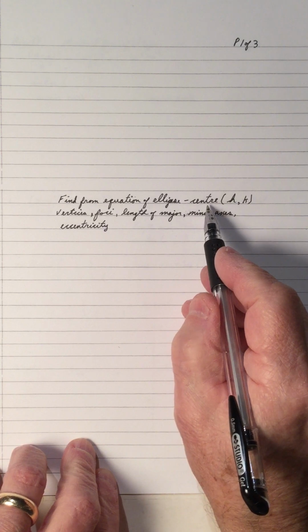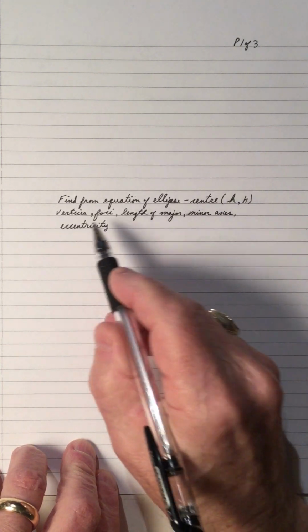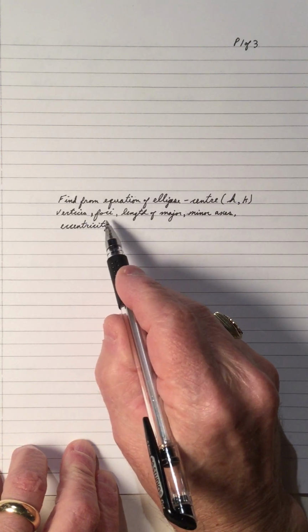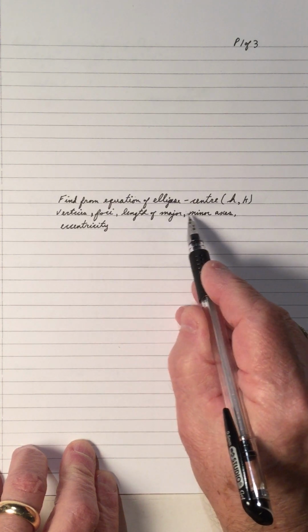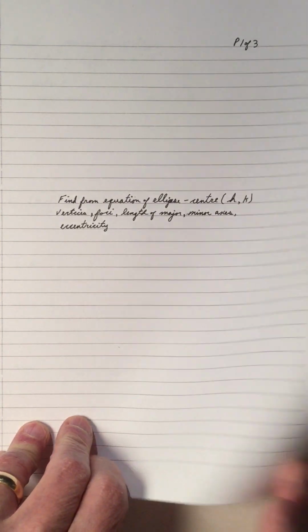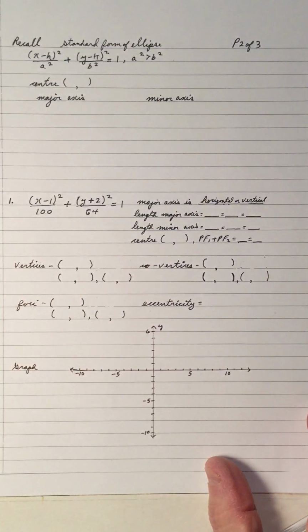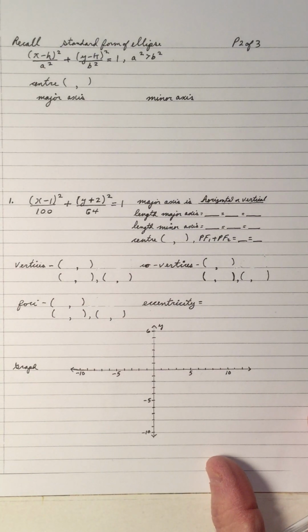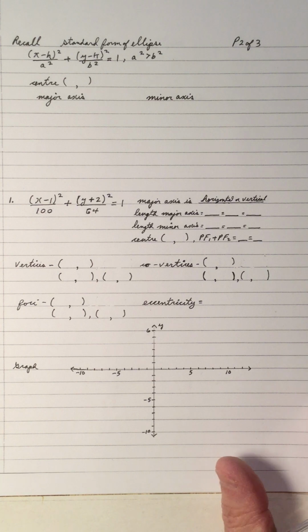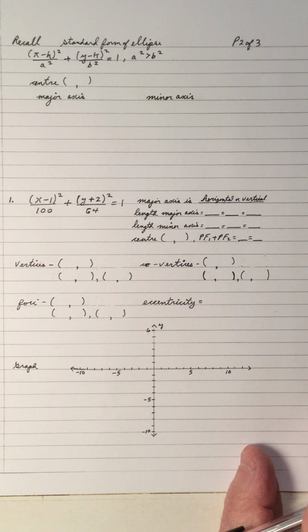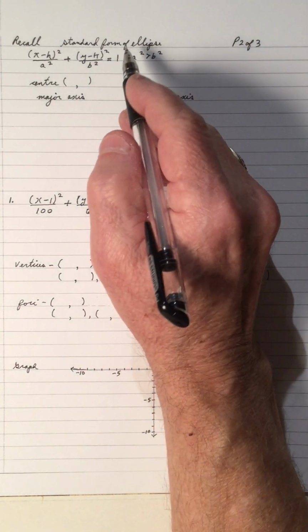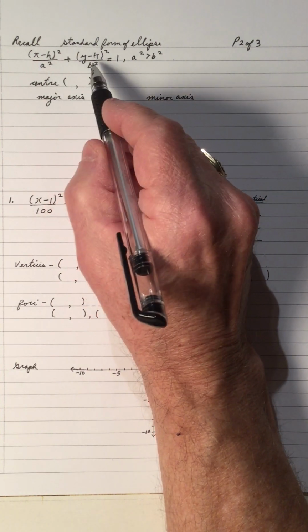Hi, welcome to my video on finding the equation of an ellipse with center h comma k, finding the vertices, foci, the length of the major and minor axes, and the eccentricity. A couple of videos ago I did the same thing, but the center was 0, 0. This time the center is going to be h comma k.